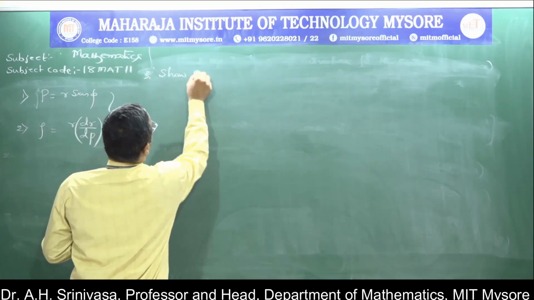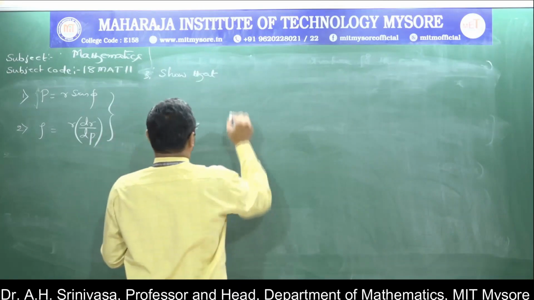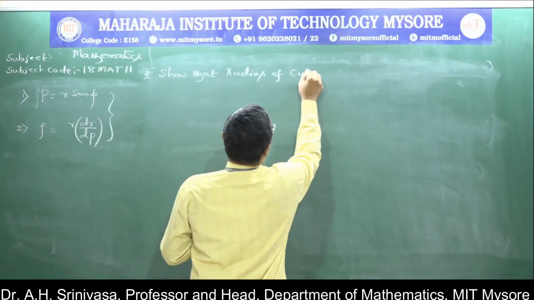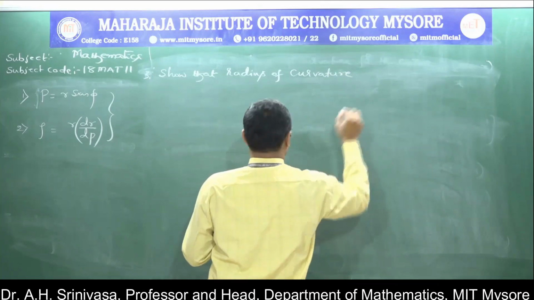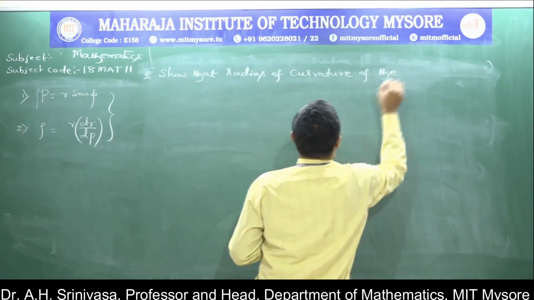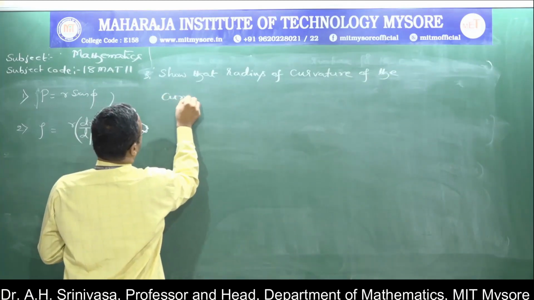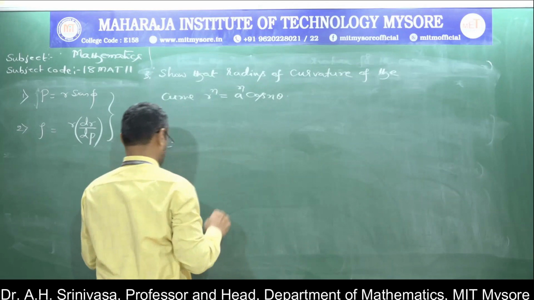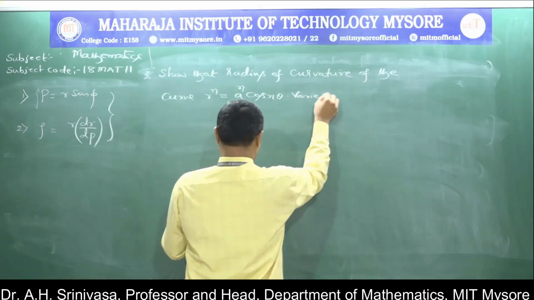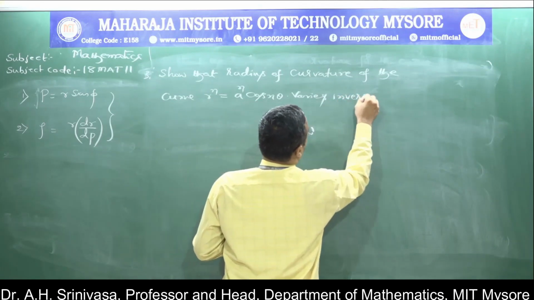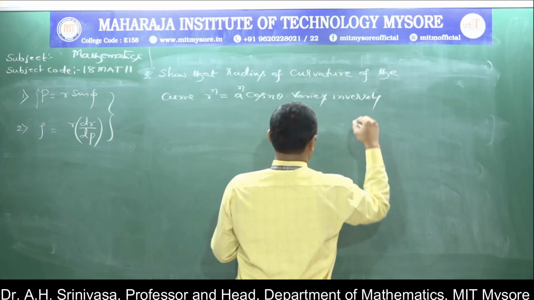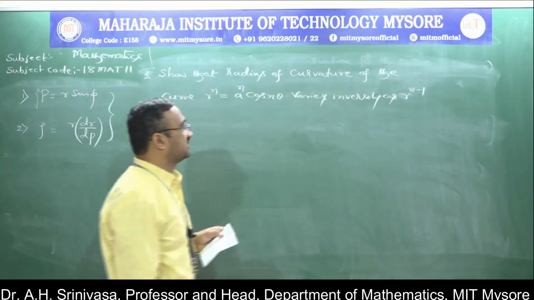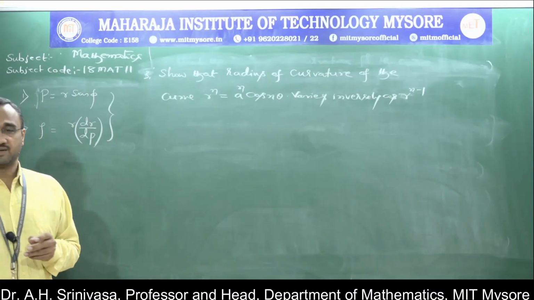Show that, sometimes they ask like that, show that the radius of curvature of the curve r^n = a^n cos nθ varies inversely as r^(n-1). Okay.